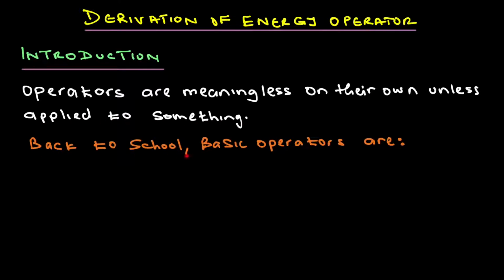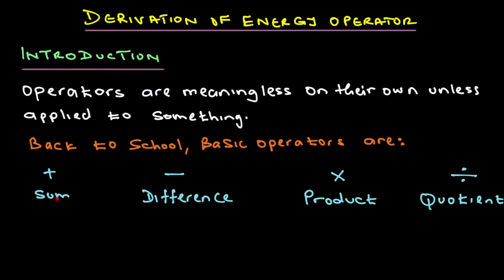Back to school. Basic operators are sum, difference, product, quotient. Sum is what we call plus, addition. Difference is minus, take away. Product is times. And quotient is division.